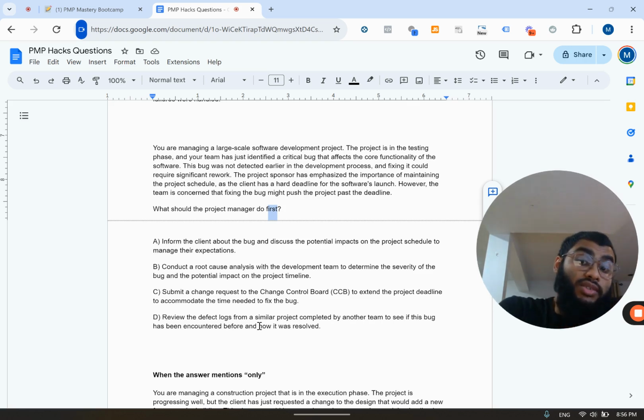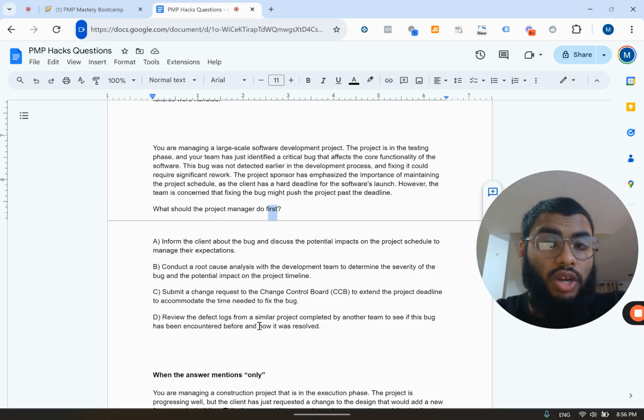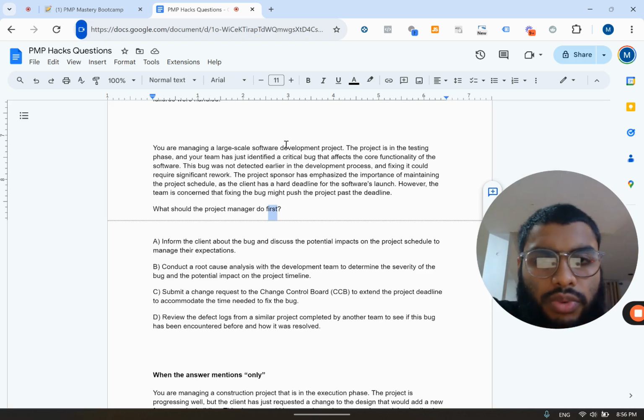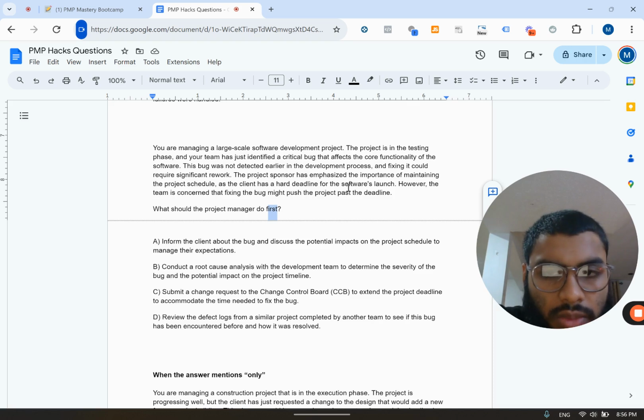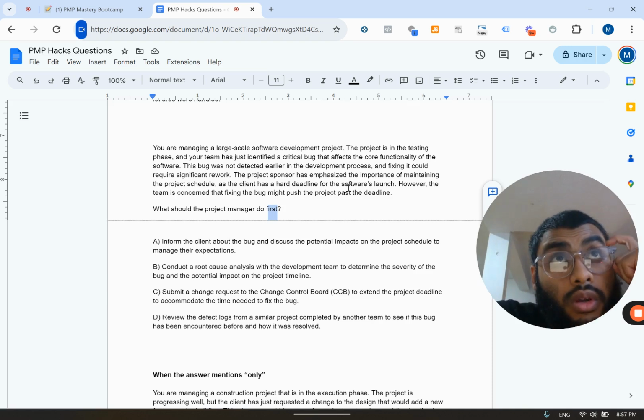Okay, now this would make sense, or this would be a really good solution if there was a similar project that has been completed in the past. Let's read the question now very quickly. You are managing a large-scale software development project. The project is in testing phase and your team has just identified a critical bug that affects the core functionality of the software. This bug was not detected earlier in the development process, and fixing it could require significant rework. The project sponsor has emphasized the importance of maintaining the project schedule as the client has a hard deadline for the software's launch. However, the team is concerned that fixing the bug might push the project past the deadline. Okay, very good. Now we know what's going on.